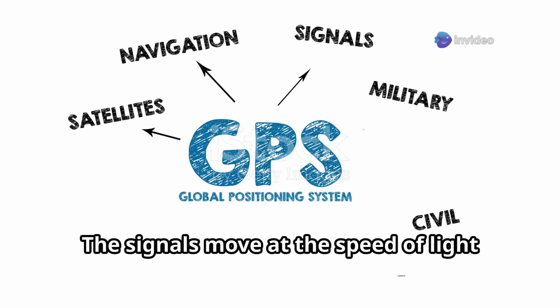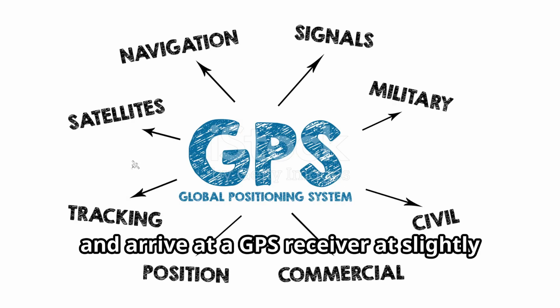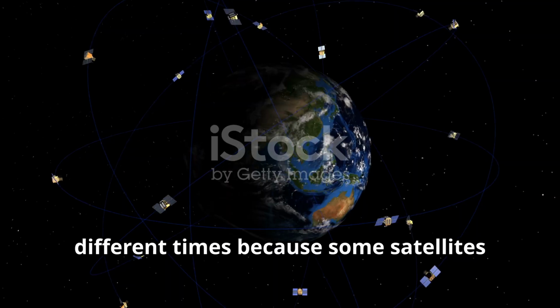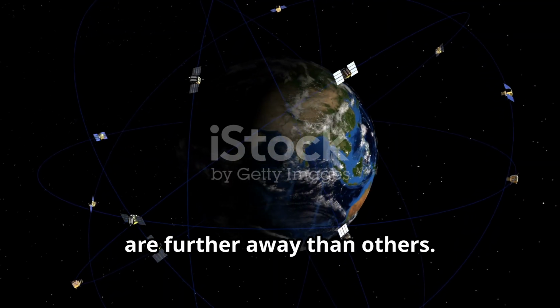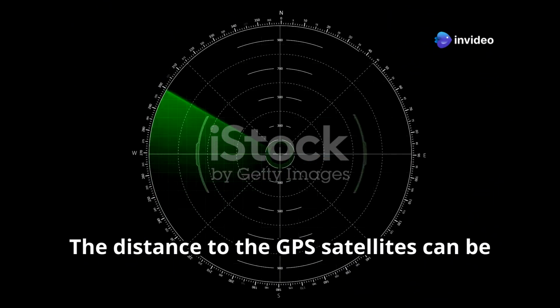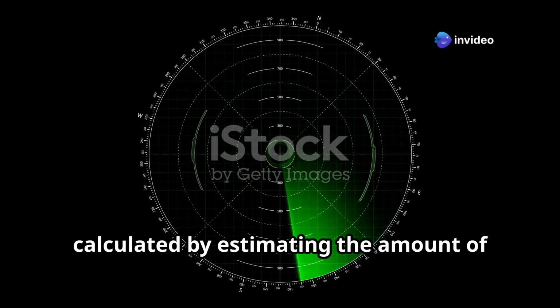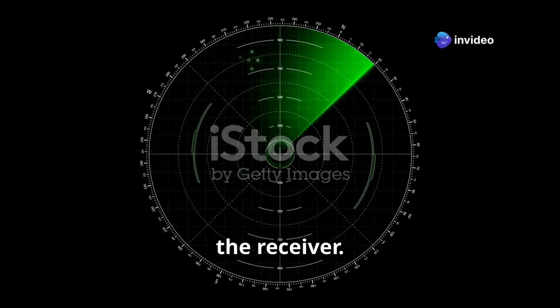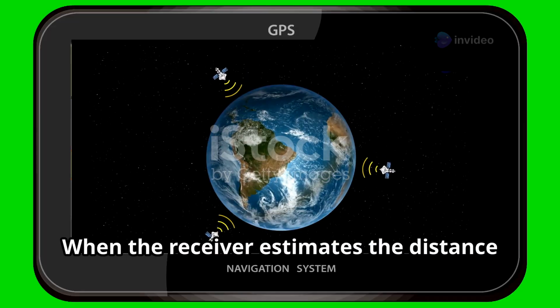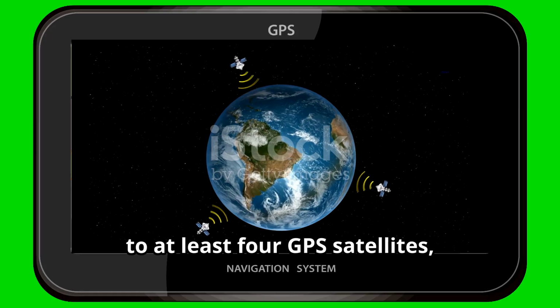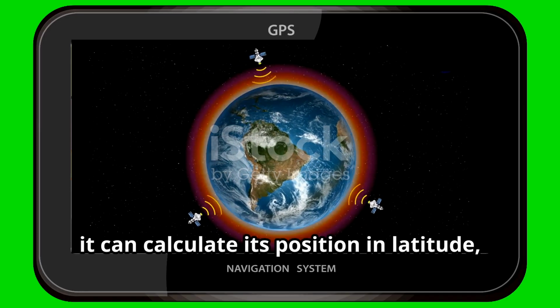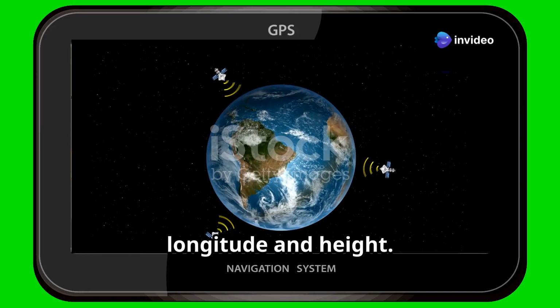The signals move at the speed of light and arrive at a GPS receiver at slightly different times because some satellites are further away than others. The distance to the GPS satellites can be calculated by estimating the amount of time it takes for their signals to reach the receiver. When the receiver estimates the distance to at least 4 GPS satellites, it can calculate its position in latitude, longitude, and height.